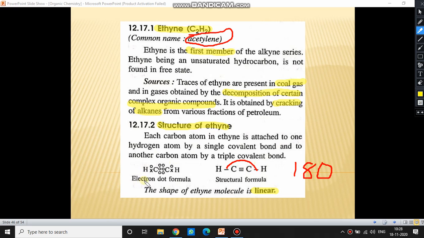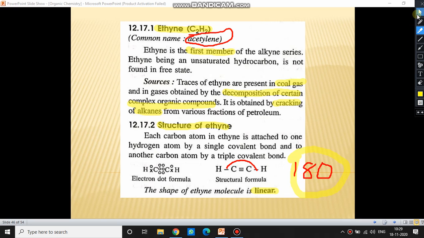Now, this is the electron dot formula. Carbon has 1, 2, 3, 4 electrons in the last shell, and this carbon also has 1, 2, 3, 4 electrons in the last shell. Hydrogen has 1 each. So this is how the valency of all the atoms is satisfied. This is the electron dot formula, and this is the structural formula. And since the angle is 180 degrees, that is why the geometry is linear.